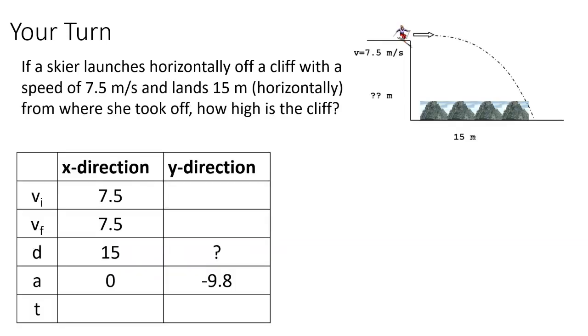Like the other questions, set up your VIF-DAT table, which should start something like that. And then from there, can you work to find the displacement in the y direction, or how high that cliff is for the skier to make that jump?